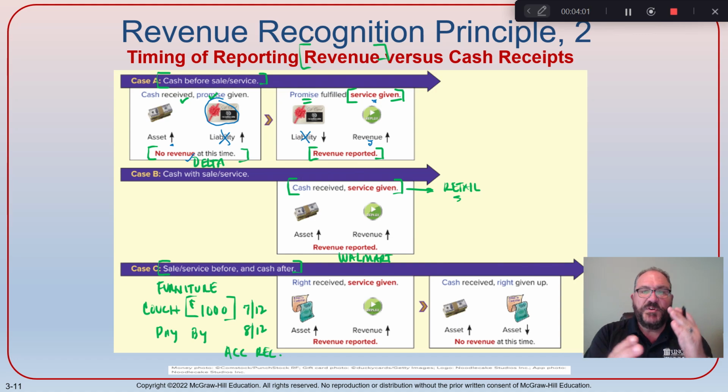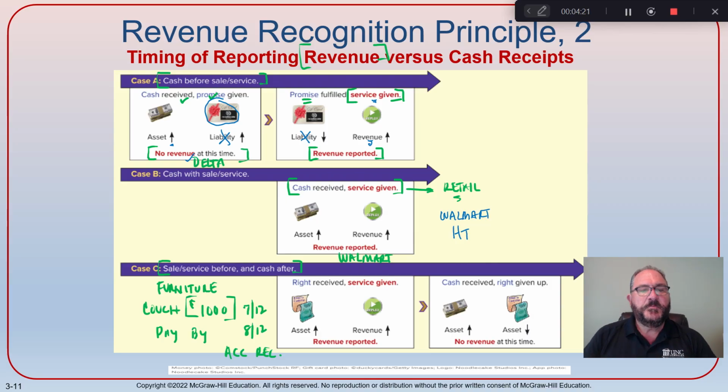The second one, cash with sales or service. This is revenue reported right away. Like I said, retail. This is like Walmart, Harris Teeter, Target, all those. You walk in, you pay, they get their stuff.